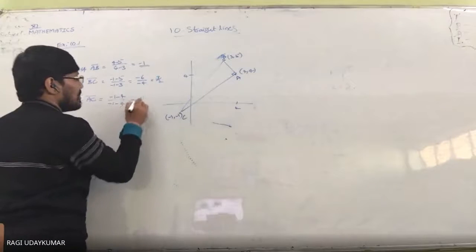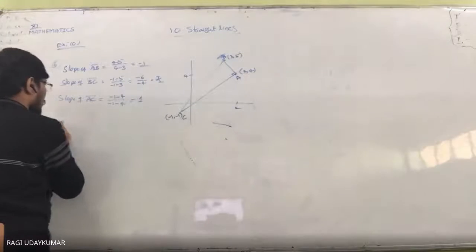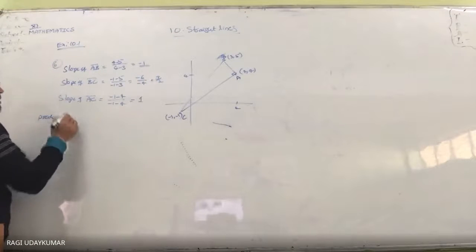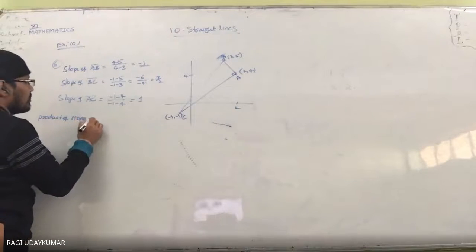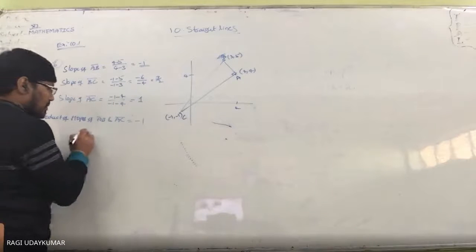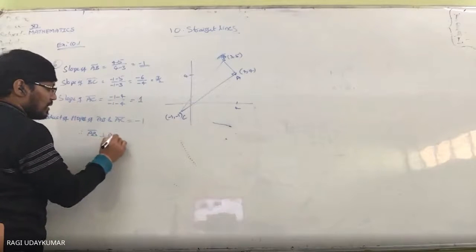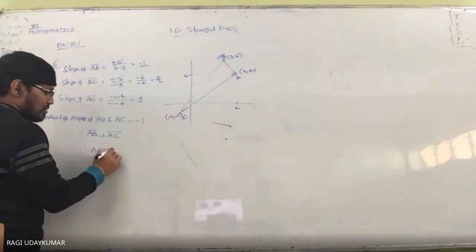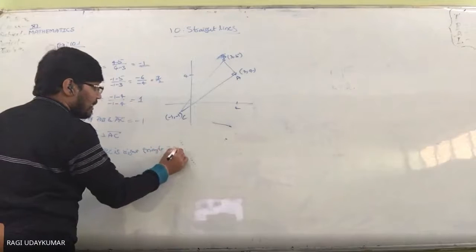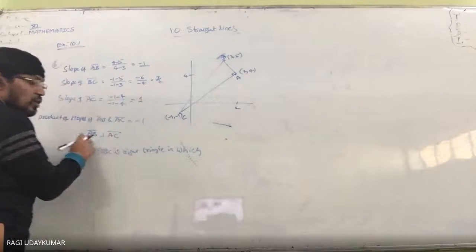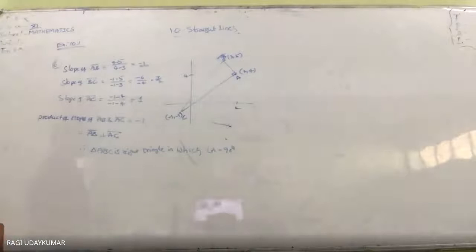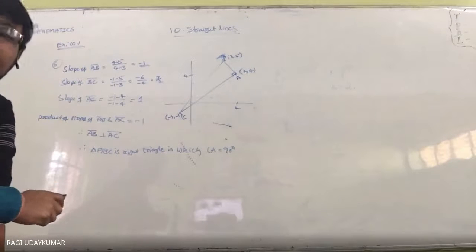Isn't it? So we are going to get plus 1, minus 5 by minus 5. So the product of slopes of AB and AC is equal to minus 1. Therefore, AB is perpendicular to AC. Therefore, triangle ABC is a right triangle in which AB and AC meet at A, which is common. So angle A is equal to 90 degrees. Without drawing a figure also, you can see where 90 degrees is.